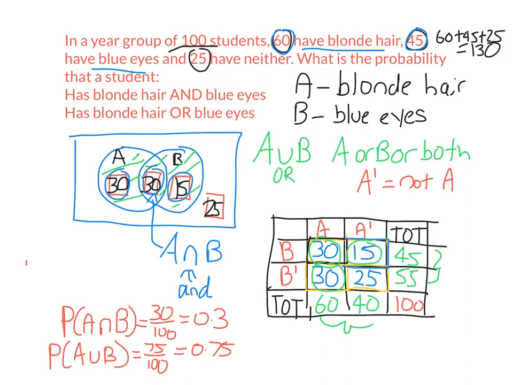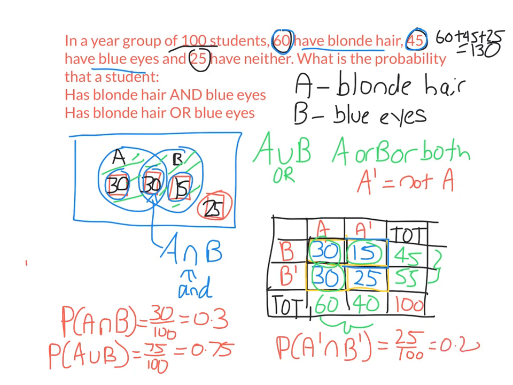So let's find what would be the probability of this. So A dash and B dash means not A and not B. What's the probability a student does not have blue eyes and does not have blonde hair? Well, that would just be these people here. They do not have blonde hair and they do not have blue eyes. So that would just be 25 over 100, which is 1/4 or 0.25.